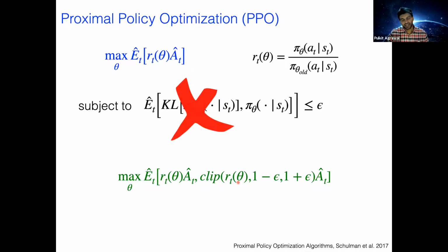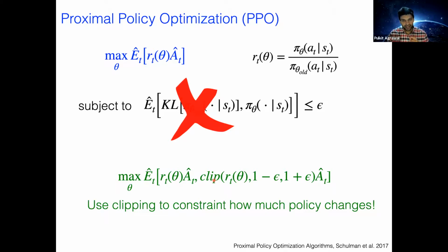What this means is that when I'm clipping, I don't let the ratio of the probability of the action from the new policy and from the old policy change too much. Because if it changes too much, then I'm going to clip it. So this clipping enforces that the policy I'm finding is close to my old policy. Instead of using the KL divergence term to constrain how my policy is changing, we can use this clipping function to modify how my policy is changing.